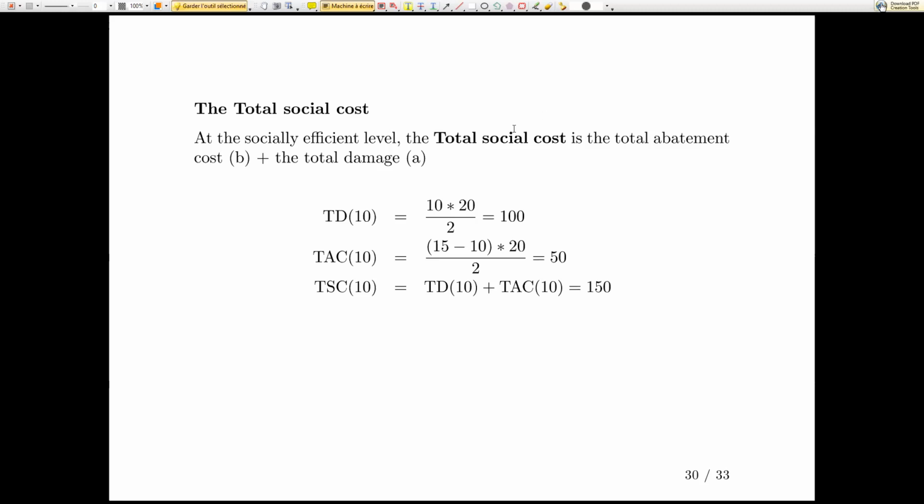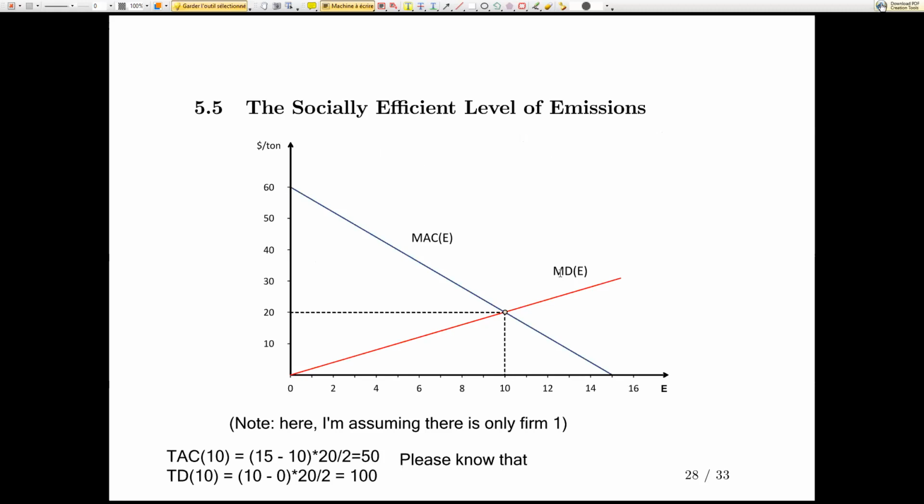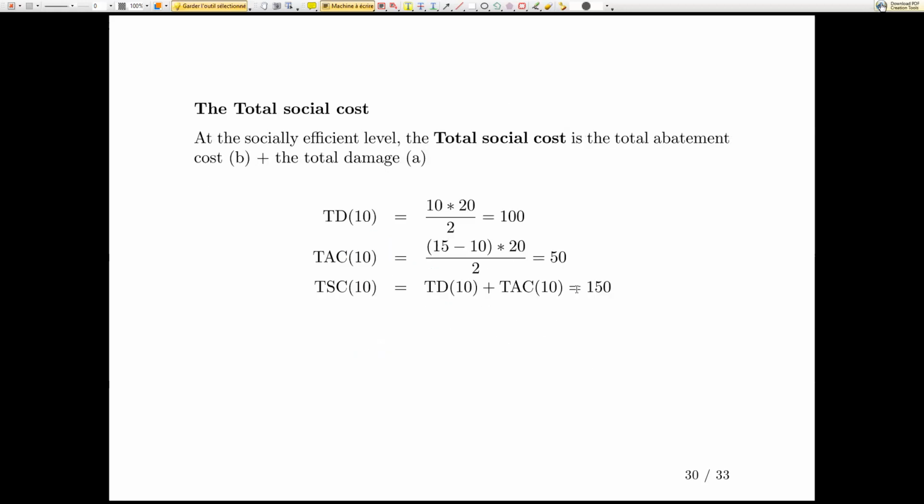So the total social cost of the phenomenon of pollution is the fact that I have to abate and the fact that I still have to suffer some damage. I can never have no social cost, because if I abate more, it means that I have less damage, but more abatement, so I have to pay more. And if I abate less, then I have more damage. So this is a principle: you can never have a total social cost that's zero. You have to pay at some point.